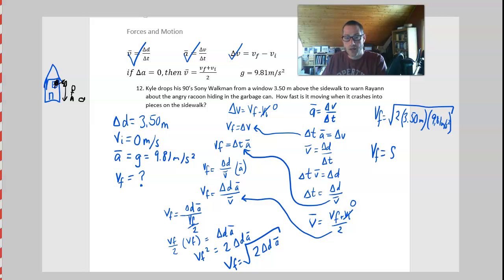And you should get something like 8.2867 meters per second. We should have 3 significant digits because we got 3 in the question here. This one doesn't limit us, and this one's 3 as well. So because we're using multiplication, it should be VF is equal to 8.2, and this 6 makes the 8 round up, so that'd be 8.29 meters per second. That's the final speed. So if you drop the Sony Walkman from 3.5 meters above the sidewalk, it's going to be going at 8.29 meters per second when it hits the ground.